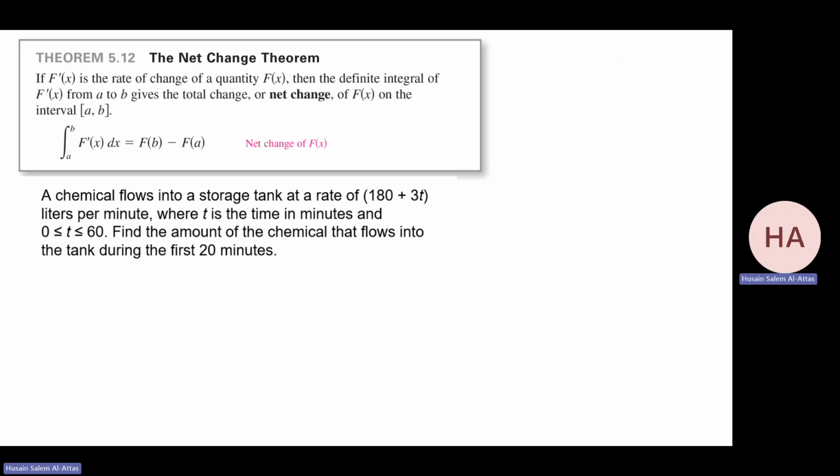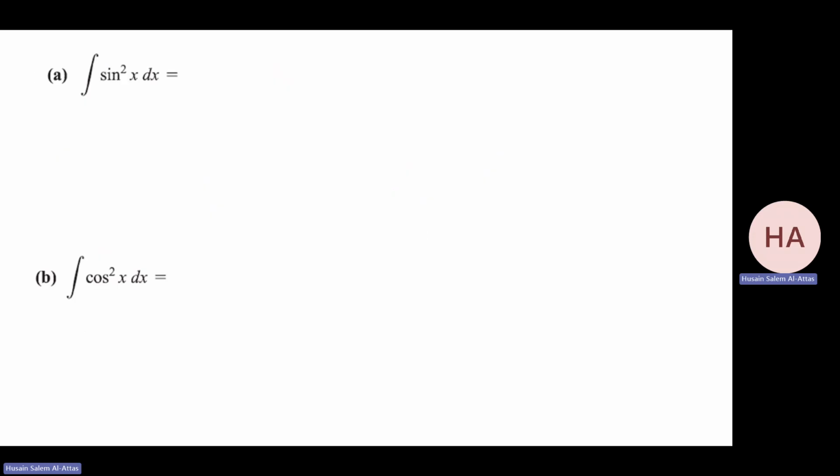Now this is the net change theorem, which is the same idea, but now I can apply it as an application. You know what? Let me do this, then I will go back to the net change theorem.